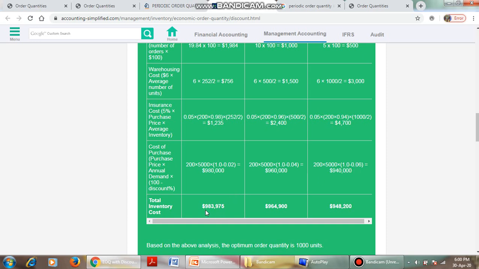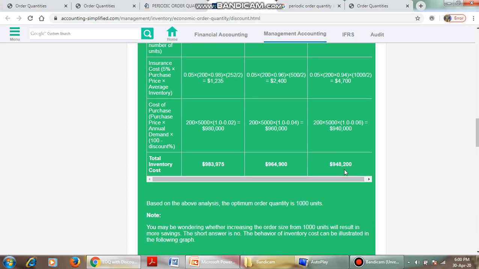So that we will get the inventory cost as $975,900, then $964,900, and $948,200. So out of these three, which one is less? 948,200 is the least, that is 948,200 is the least total inventory cost. So we will purchase 1000 units. Clear? Okay.